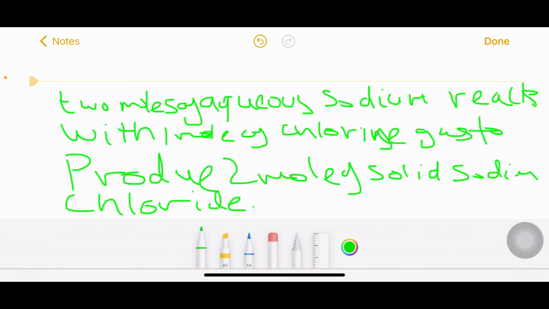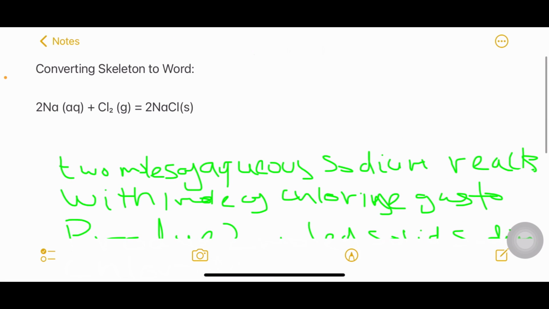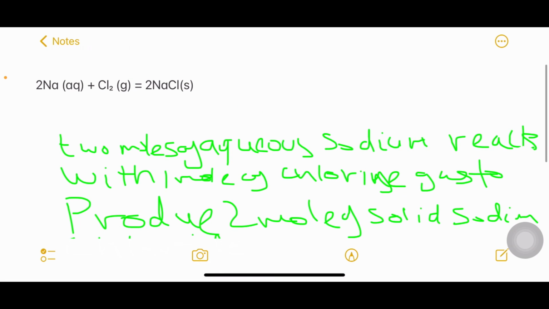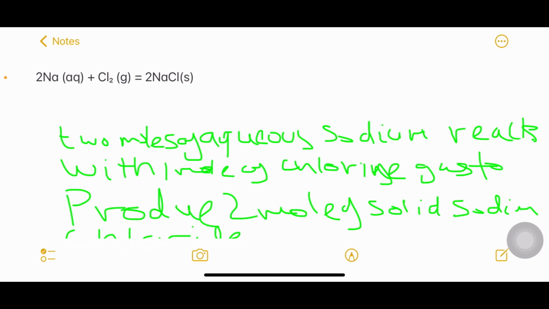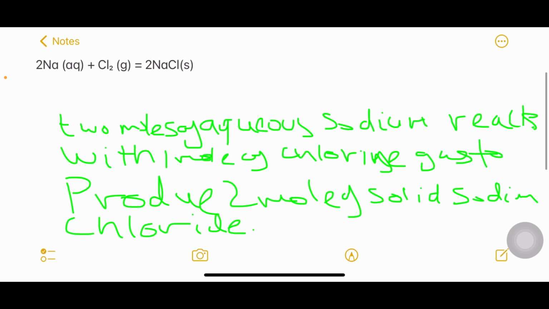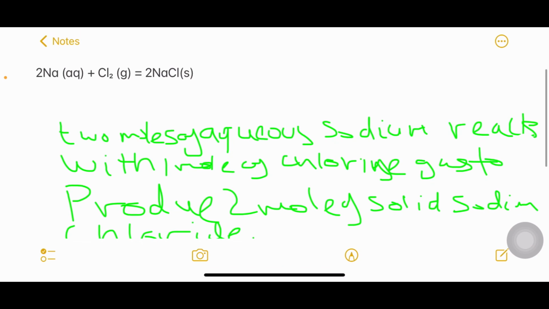And now we can actually compare these two. So 2 moles of aqueous sodium reacts with, so plus reacts with. 1 mole, okay, we have the 1 mole of chlorine gas, we have the chlorine and the gas. To produce 2 moles of, okay, we have the 2 moles of sodium chloride, and that too solid.